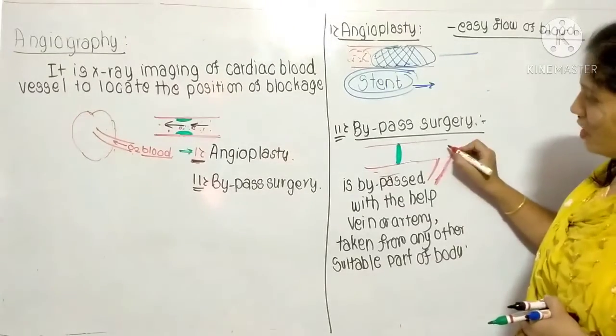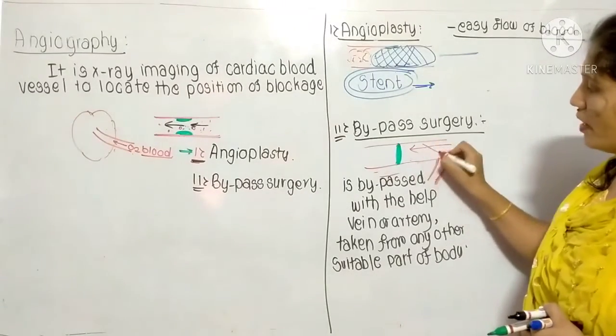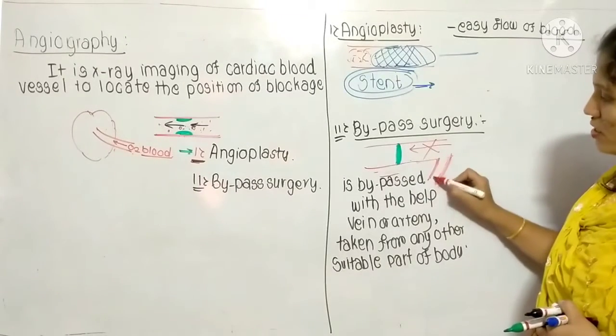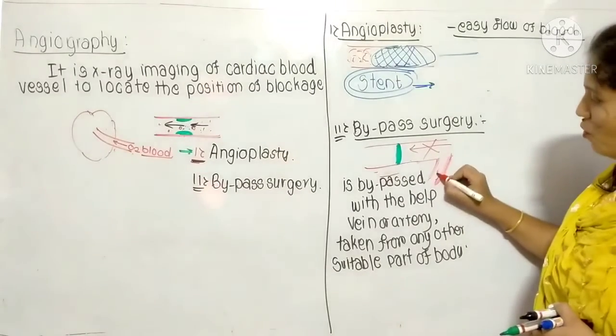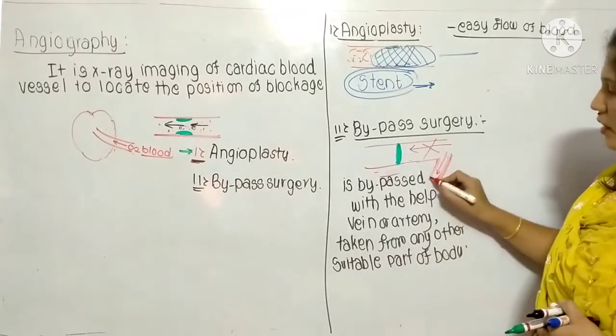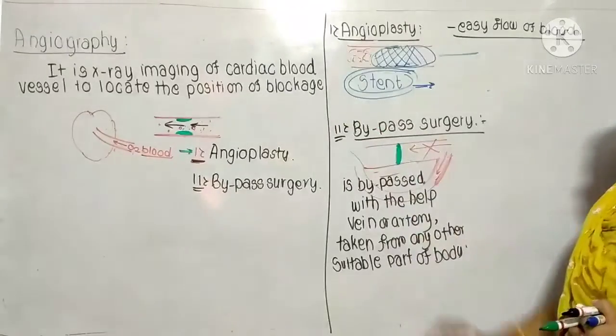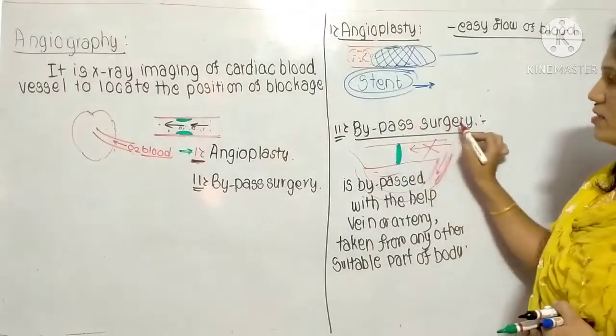Here, due to the blockage, blood cannot flow. After inserting this artery, the blood flows through this region and then towards that body part. So this is known as bypass surgery.